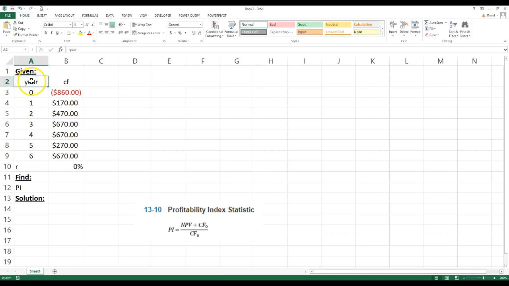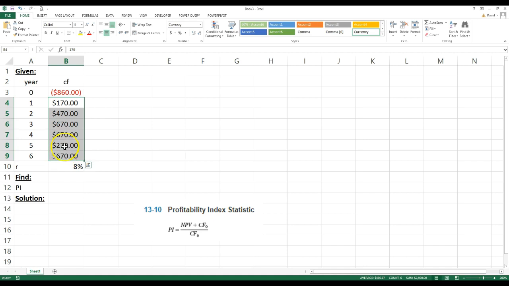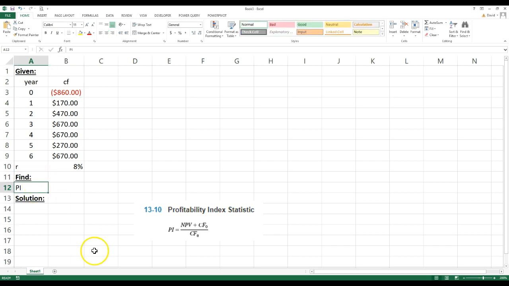So we have a project, and I'm going to change this to 8%. We're investing $860 in a project, and it's going to give us a return of these cash flows over 6 years. The money we borrow, our cost of capital, is going to be 8%, so it's going to cost 8% to cover this. We want to know, is this project profitable? We're going to calculate it using the profitability index.